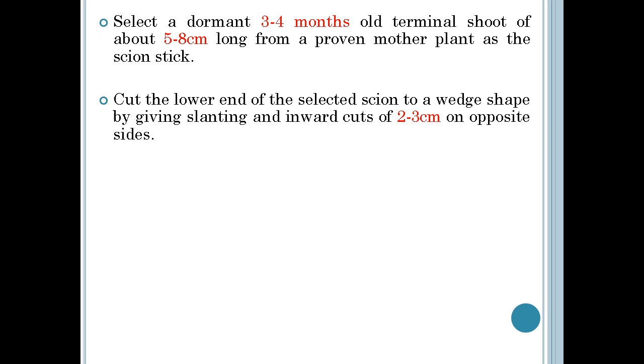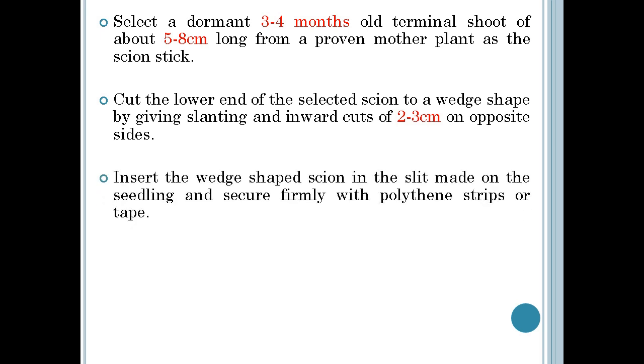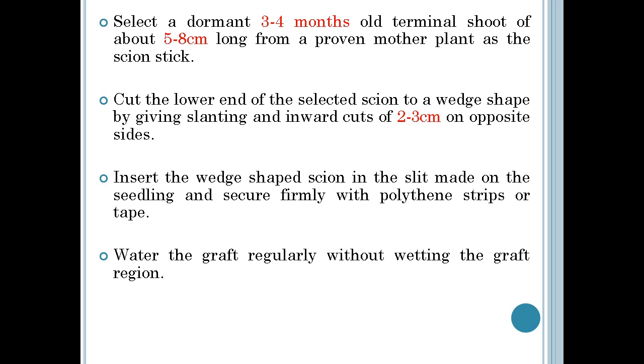Cut the lower end of the selected scion to a wedge shape by giving slanting and inward cuts of 2 to 3 cm on opposite sides. Insert the wedge-shaped scion in the slit made on the seedlings and secure firmly with polythene strips or tape. Water the graft regularly without wetting the graft union. In about 3 weeks, the scion starts sprouting.